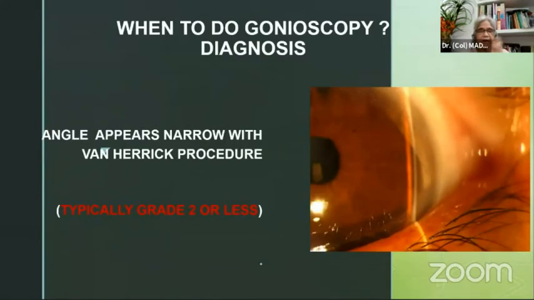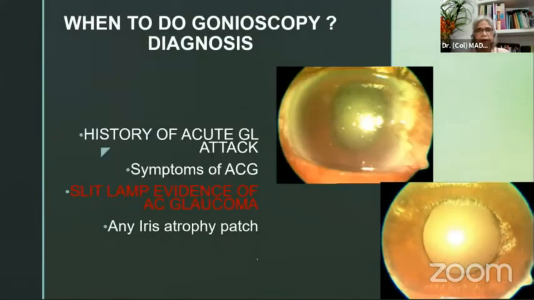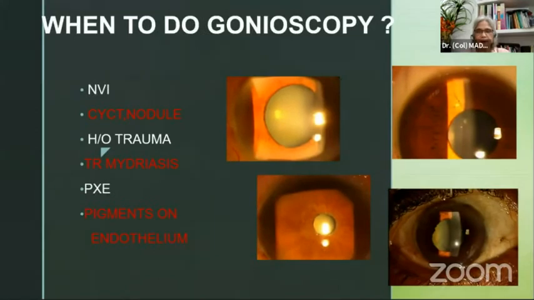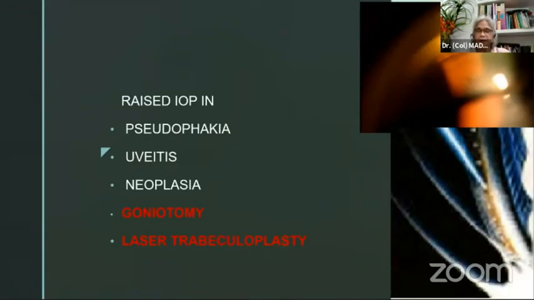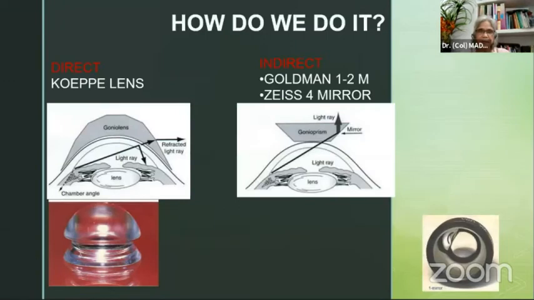Then when we do a slit lamp examination, if the angle appears narrow, actually all this Sukanya has already told, so I won't be wasting time on it. But if you see signs of acute angle closure glaucoma, or you see on the pupillary border pseudoexfoliation, neovascularization and tears, it's mandatory again. Then if there is a raised IOP in any of the secondary glaucomas, it is mandatory.